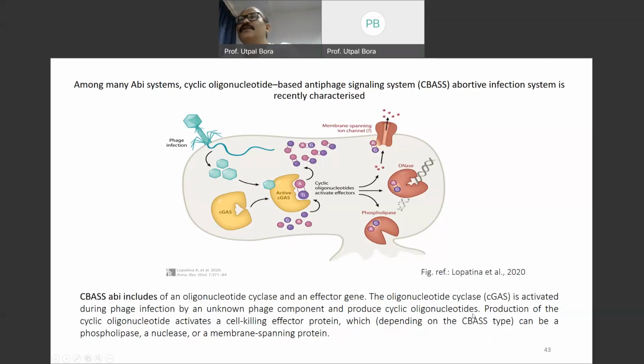And this produces cyclic oligonucleotides. So production of the cyclic oligonucleotide activates a cell-killing effector protein. Once the oligonucleotides are cyclized, it will activate a cell-killing effector protein, which depends on the CBASS type, and can be a phospholipase, a nuclease, or a membrane-spanning protein. So you see this phospholipase is getting produced here by this cyclic oligonucleotide-activated effector, or the DNase is getting produced here, or a membrane-spanning ion channel will be produced here. So these will all lead to the abortive infection.